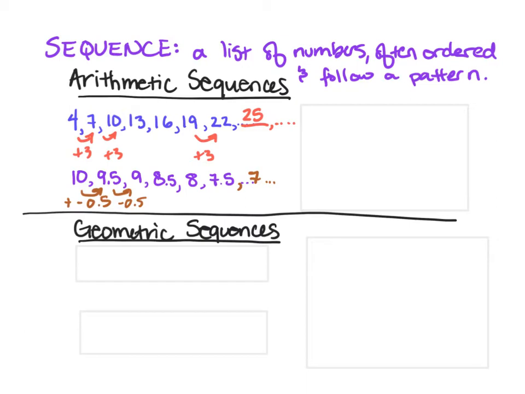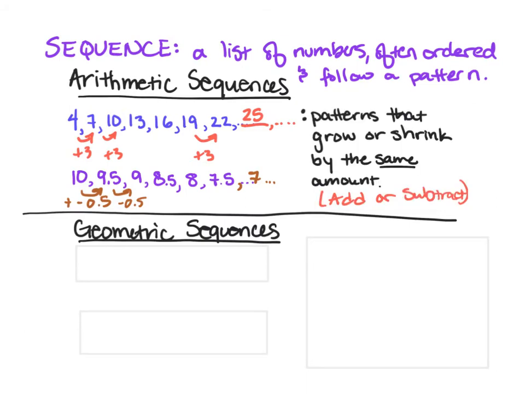So arithmetic sequences are patterns that grow or shrink by the same amount, meaning that every single time here I added 3, every single time here I subtracted a half, and you're always adding or subtracting. So you'd never in an arithmetic sequence say plus 3, plus 4, plus 3, plus 2. That's not what an arithmetic sequence is. There are other sequences that might do that, but arithmetic sequences add the same amount or subtract the same amount.